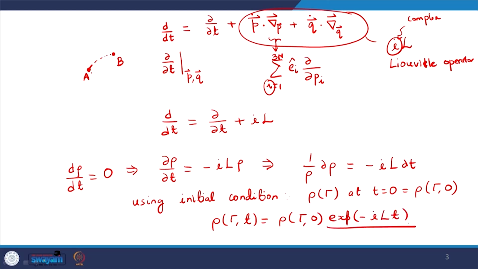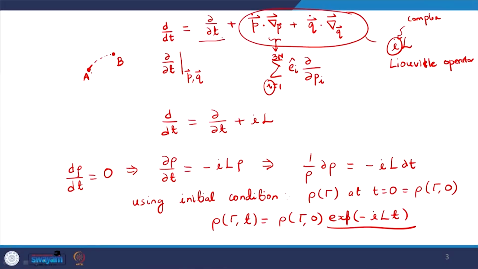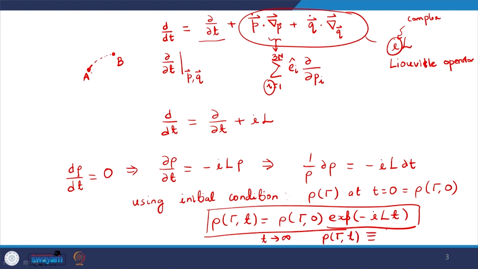Keep in mind that in the exponential the L is the operator, L is not really a number. So, we can expand it, but it still remains an operator, just like dou by dou t is an operator. Only when it is applied to something does it have some meaning. But nonetheless, what this gives rise to, and I will not really go over the math, is that if I go to a large value of time, that is, in the limit of t going to infinity, this will tend to some stationary solution.